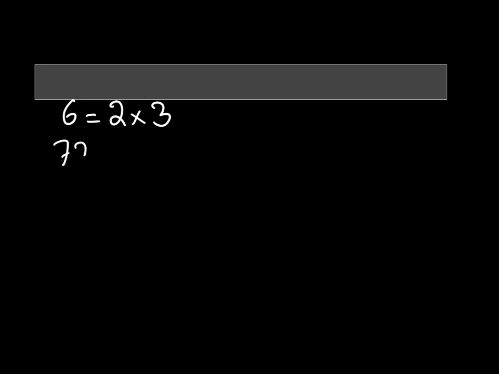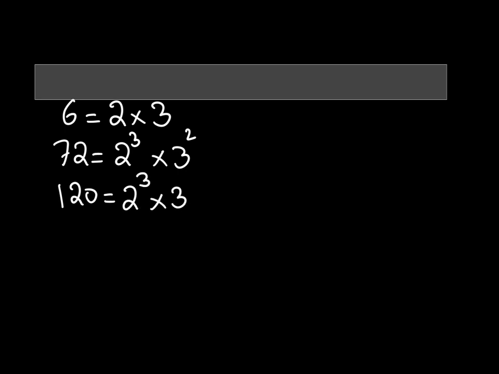And the prime factors of 72 are 2 to the power 3 and 3 to the power 2. The prime factors of 120 will be 2 to the power 3 times 3 times 5. Now let's figure out how to find the HCF of these three numbers. HCF of 6, 72 and 120.